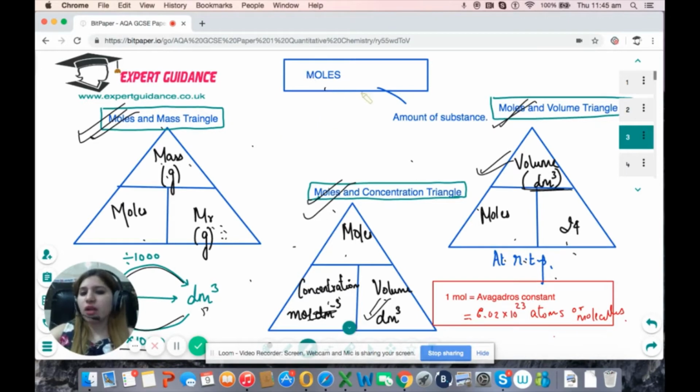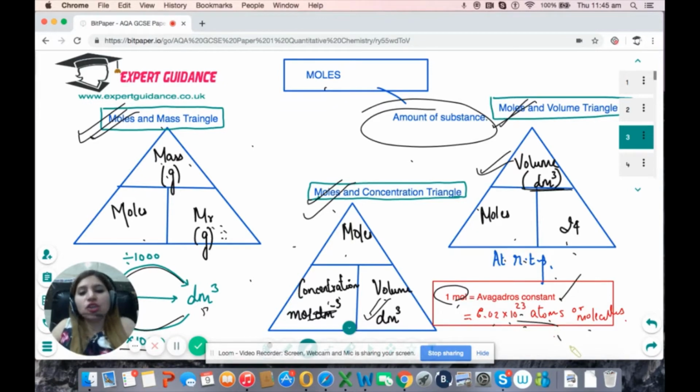So what is a mole? A mole is nothing but the amount of substance. Okay, and 1 mole can also tell you how many atoms or molecules are present, because 1 mole is equal to the Avogadro's constant, which is 6.02 times 10 to the power 23 atoms or molecules. So if they ask you in the exam to find the number of atoms or molecules, you convert that value into moles by using any of these 3 triangles, and then you multiply it by the Avogadro's constant, 6.02 times 10 to the power 23.